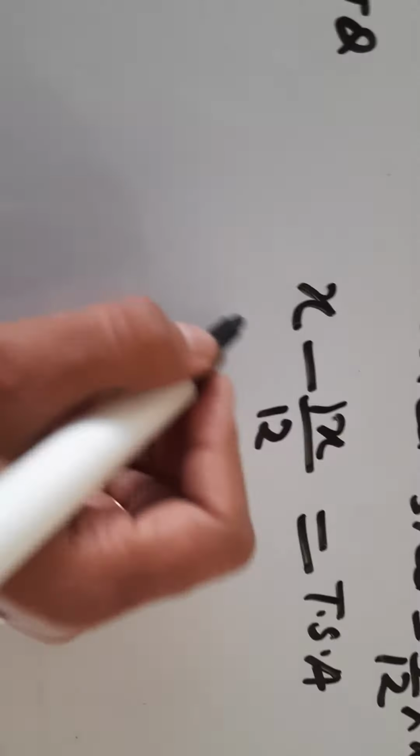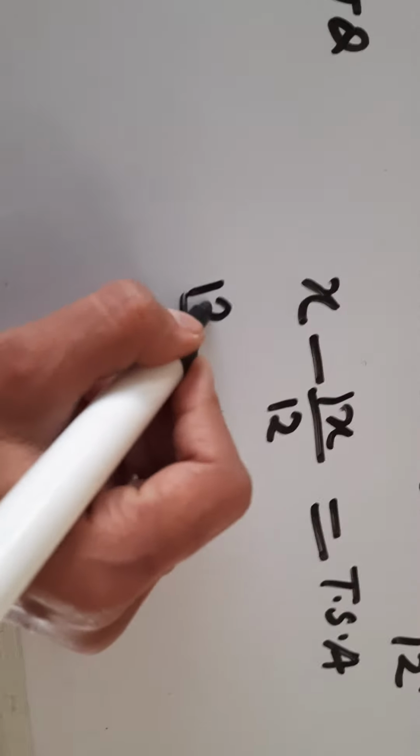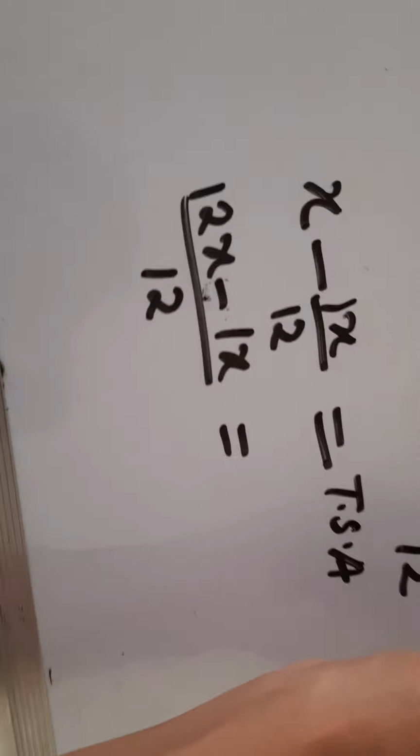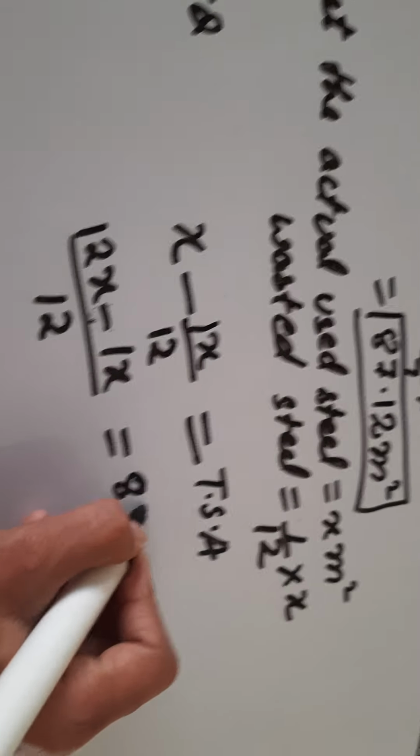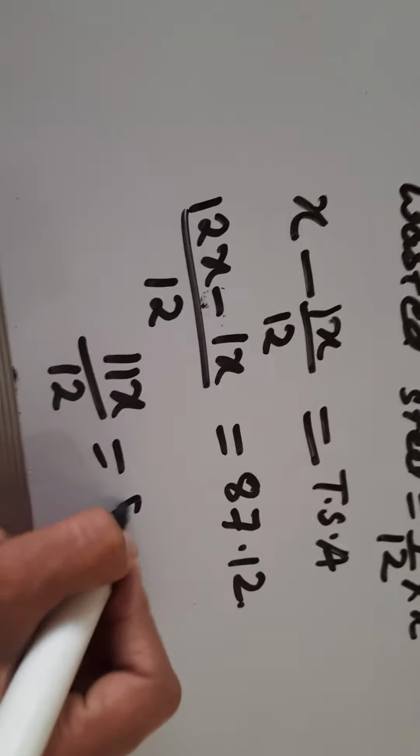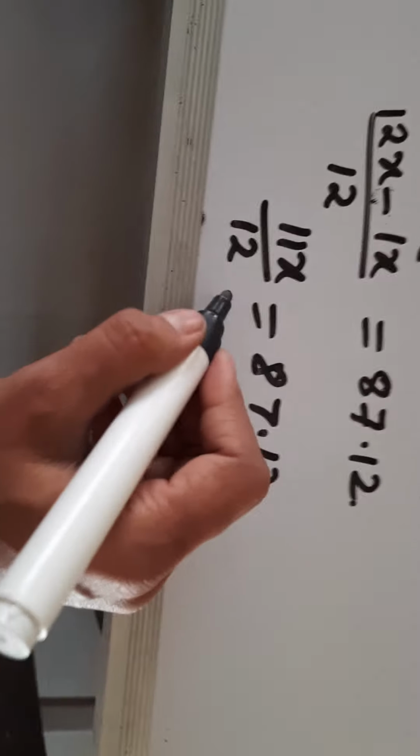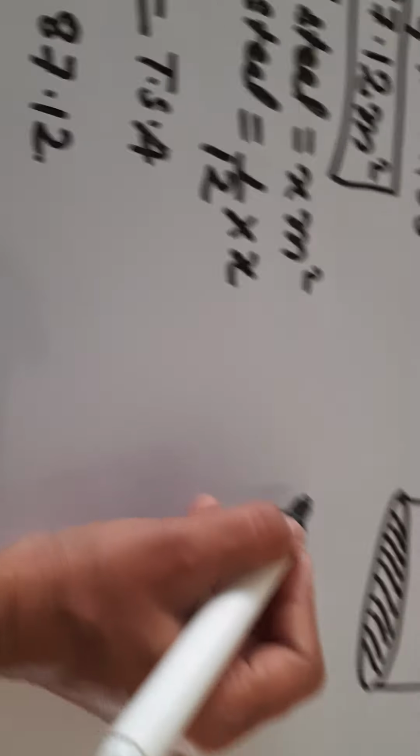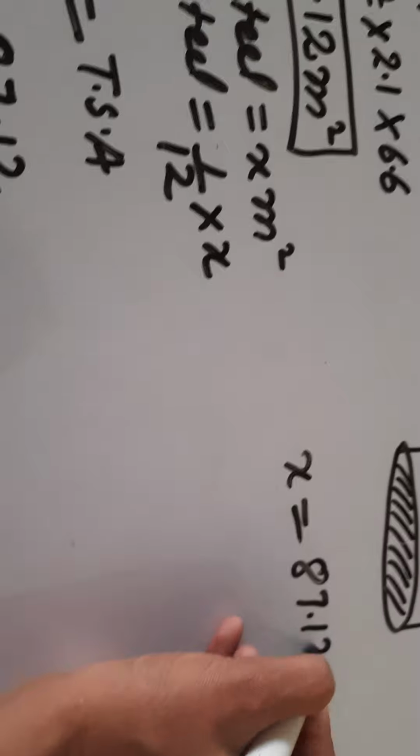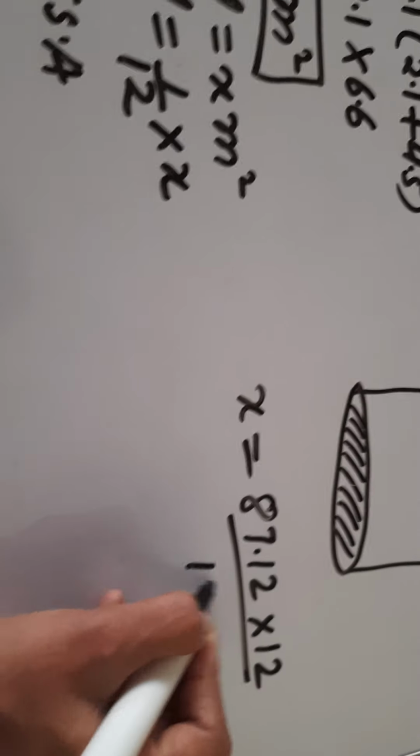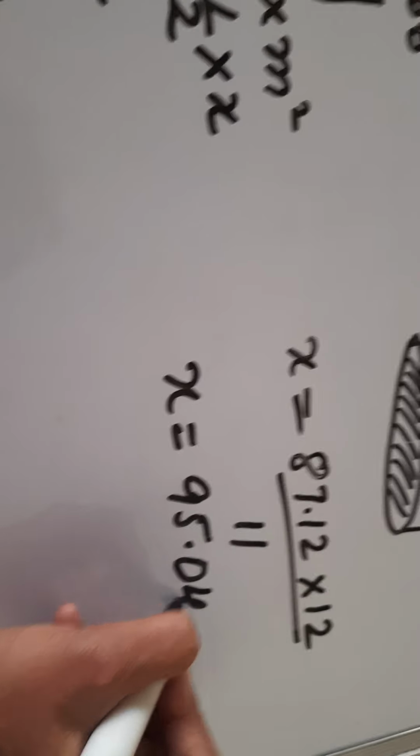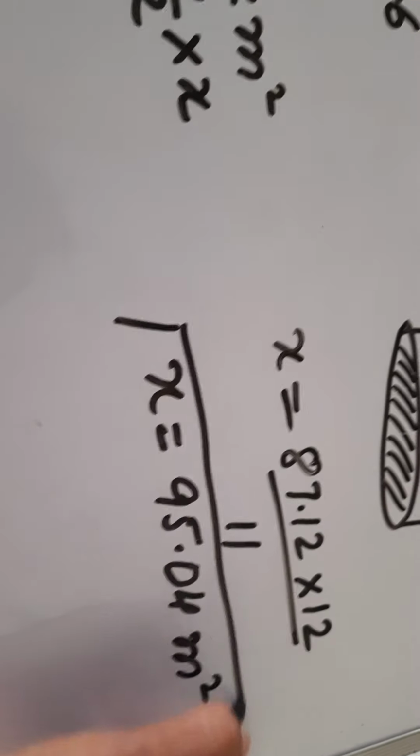When you take the LCM, you will get 12. 12 ones are 12x, plus 1x, is equal to, minus 1x is equal to the total surface area we have calculated, 87.12. So 12 minus 1 is 11x upon 12 is equal to 87.12, and by cross multiplying we'll get the answer of x. x is equal to 87.12 multiplied by 12 and divided by 11. And when you solve it, you will get the actual steel which you have purchased from the market.